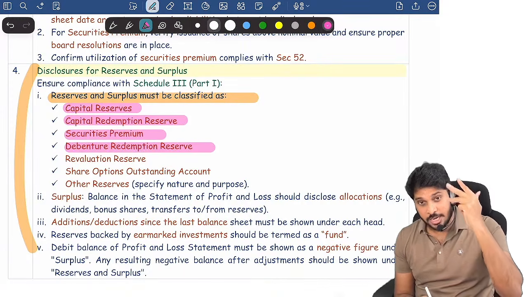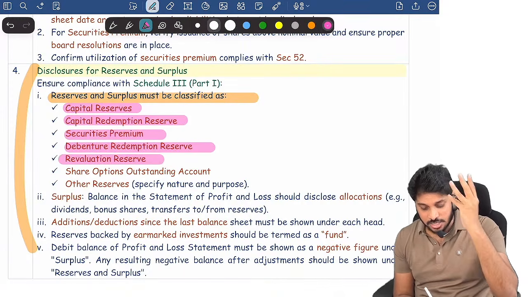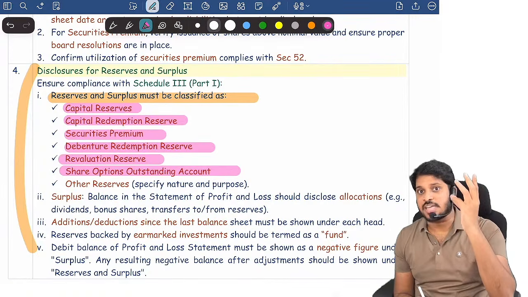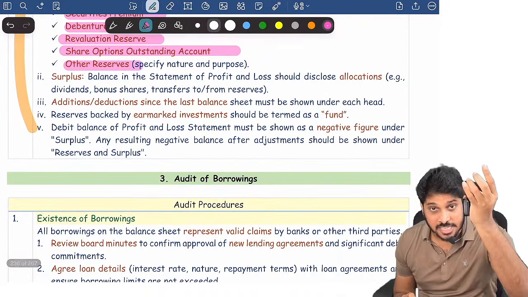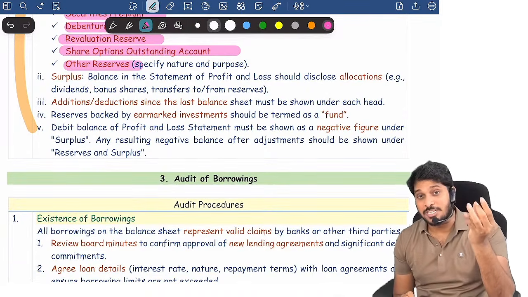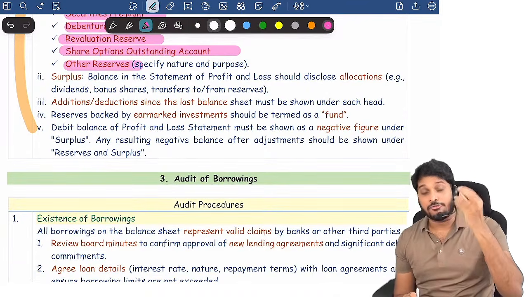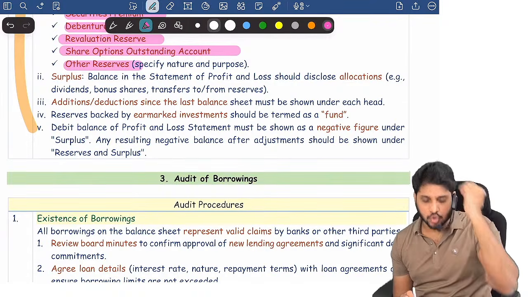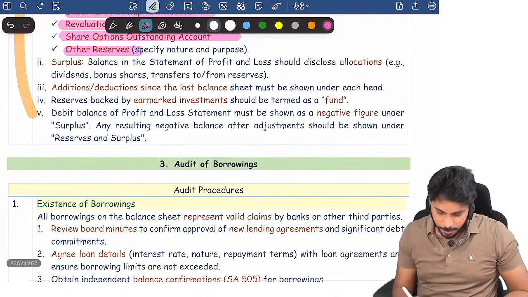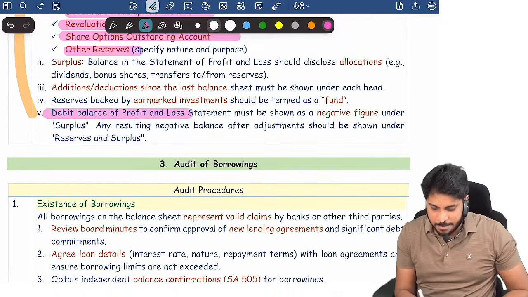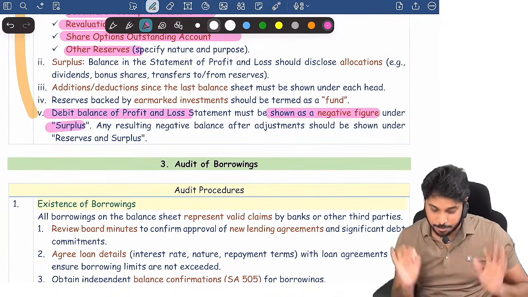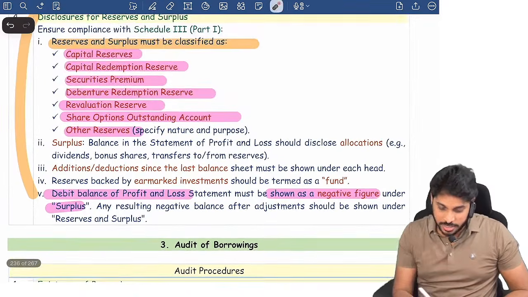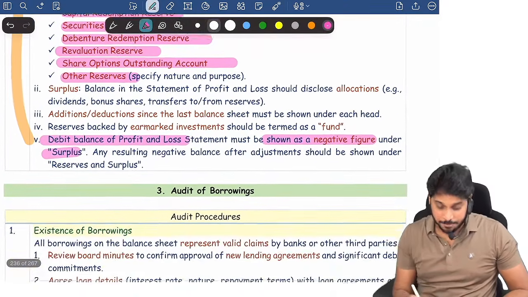Securities premium how much? Debenture redemption reserve how much? Revaluation reserve how much? And share options outstanding how much? And any other reserve, like dividend equalization reserve, special economic zone reinvestment reserve, foreign currency fluctuation reserve. So many reserves are there. Suppose in P&L a debit balance is there, it must be shown as a negative figure only under surplus. Remember, when you're showing reserves, you must show surplus separately. Surplus means what?